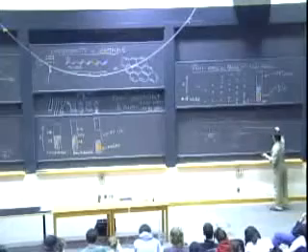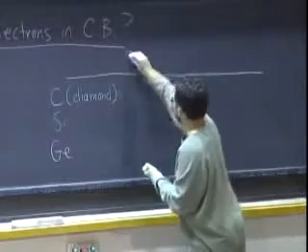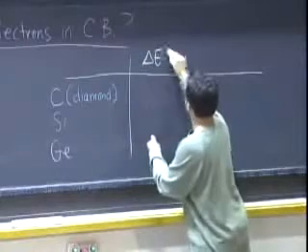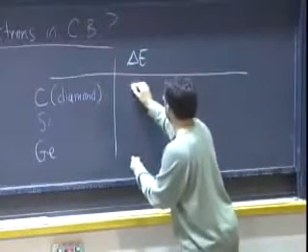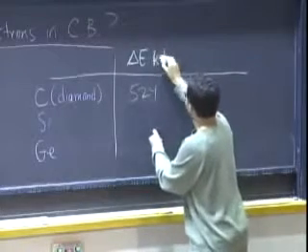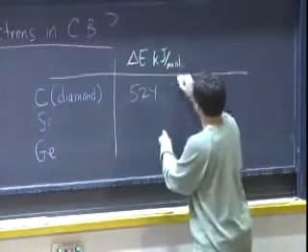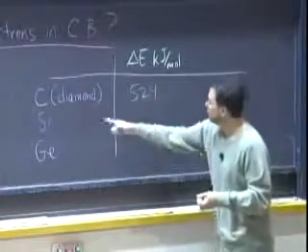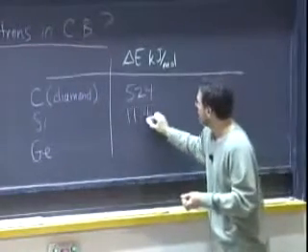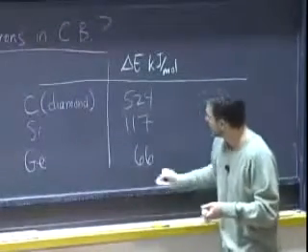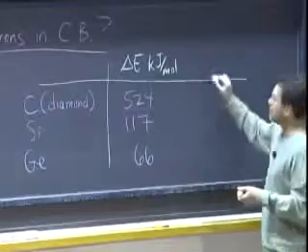And completing this table, we can write down delta E in kilojoules per mole. The gap for diamond is 524 kilojoules per mole. For silicon, 117 kilojoules per mole. And for germanium, 66 kilojoules per mole.